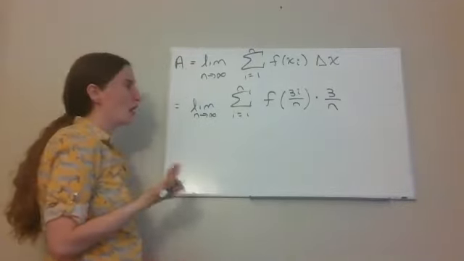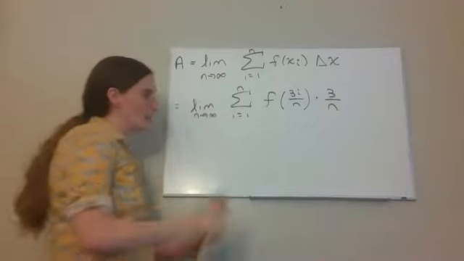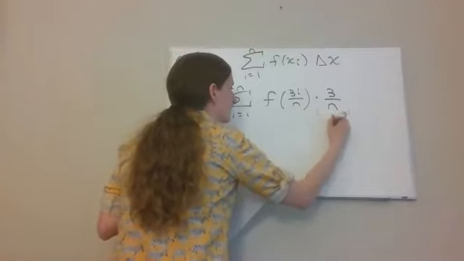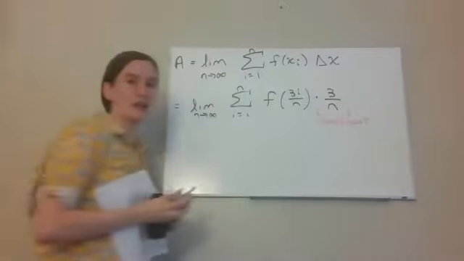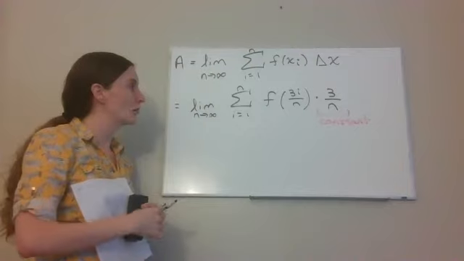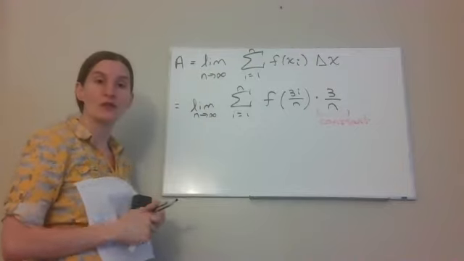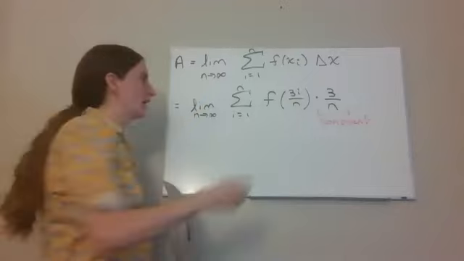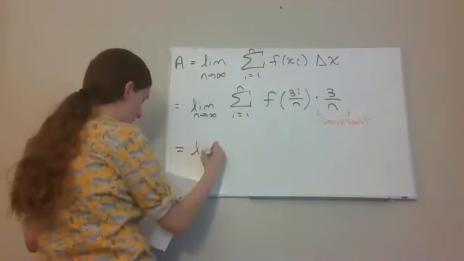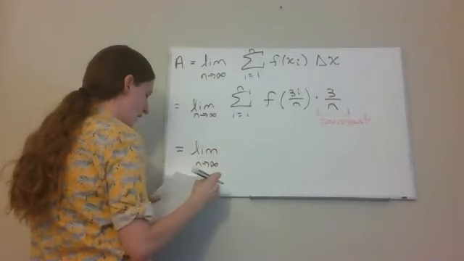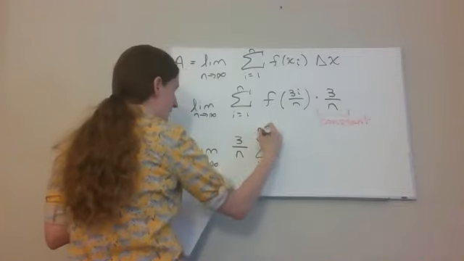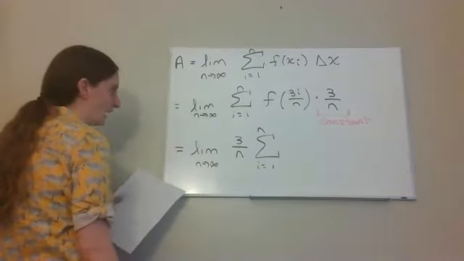Now, using some of the properties that I had listed before, note that that 3 over n, that's a constant. It's a constant because that 3 and that n right now are fixed. I'm not changing that 3 over n when I plug in different values for i. It's always just 3 over n. That means I can pull that constant out in the front. And I get a limit as we go to infinity of my 3 over n times the sum of my f of 3i over n.